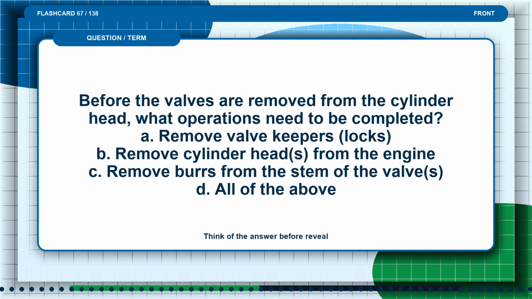Flashcard 67. Before the valves are removed from the cylinder head, what operations need to be completed? A. Remove valve keepers locks. B. Remove cylinder head(s) from the engine. C. Remove burrs from the stem of the valve(s). D. All of the above. Pause and think of the answer before the reveal.